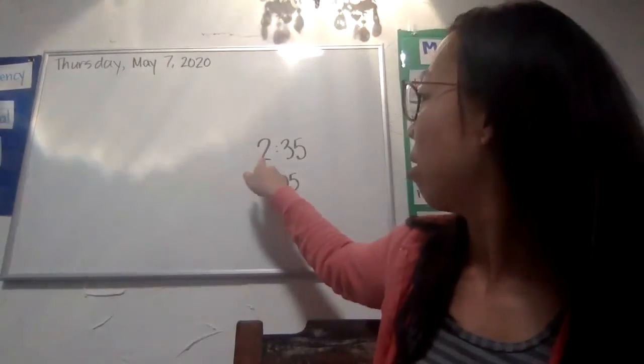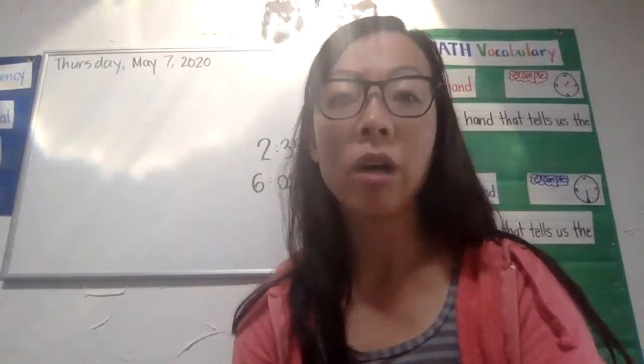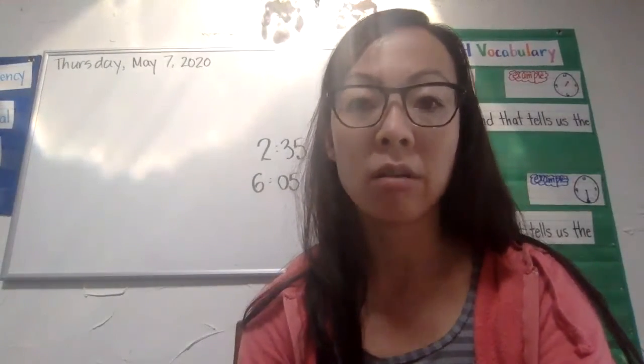All right, scholars, remember that our shorthand is the hour hand. It's the first number that we write, and then our longhand is the minute hand, and we count those by fives.